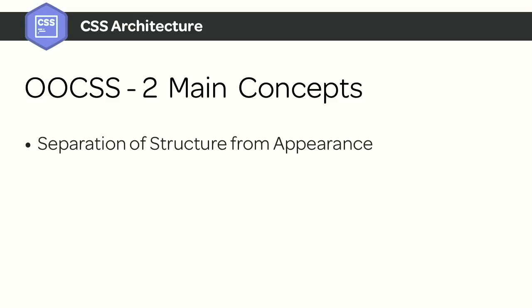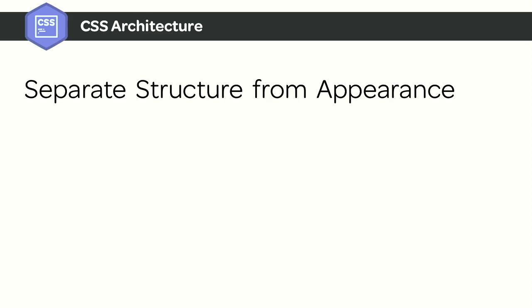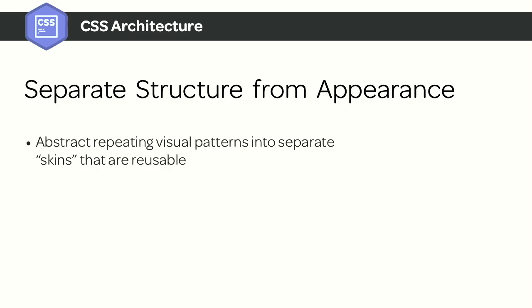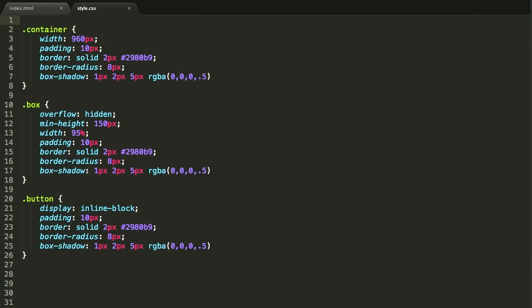The first one is the separation of structure from appearance, and the separation of containers and content. When we separate the structure from appearance, it means that once we spot these repeating patterns in our CSS, we'll need to abstract them into these separate skins that are reusable. We'll then need to name those skins logically, and finally we'll add those skin classes to our HTML elements that require those styles. So for example, here in our CSS, we again have three separate rules.